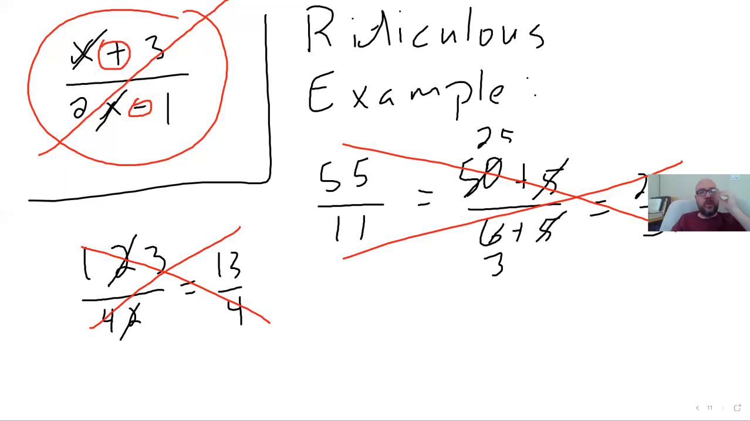So when there's still addition or subtraction left, don't try to cancel anything. That's the last thing I want to say about fractions. Make sure it's all multiplied first, then you can cancel. But don't cancel if there's just addition and subtraction.